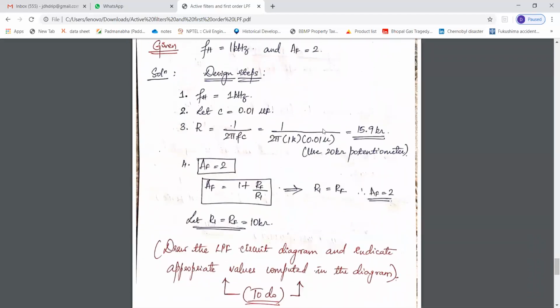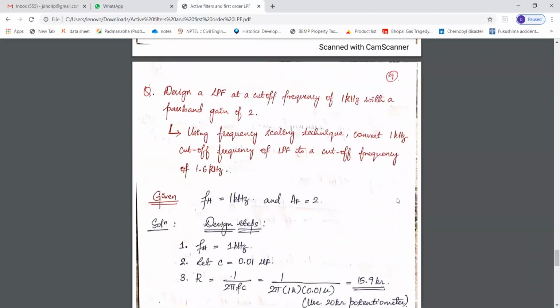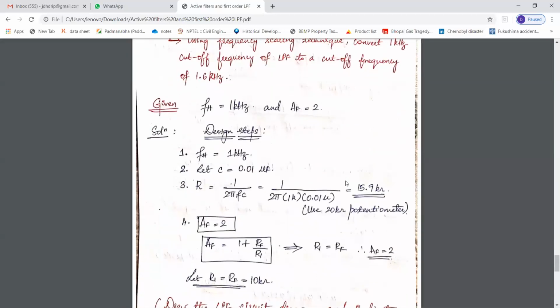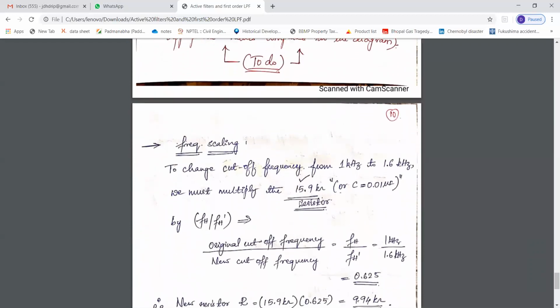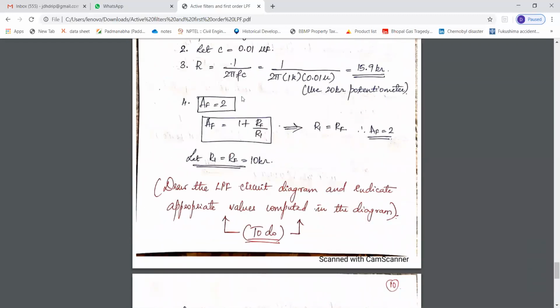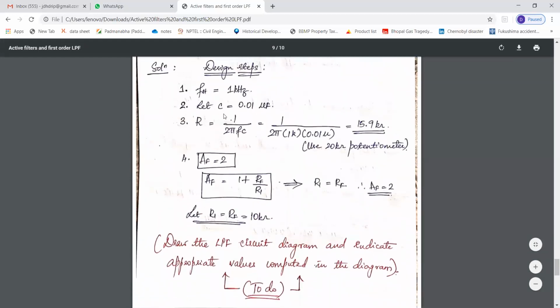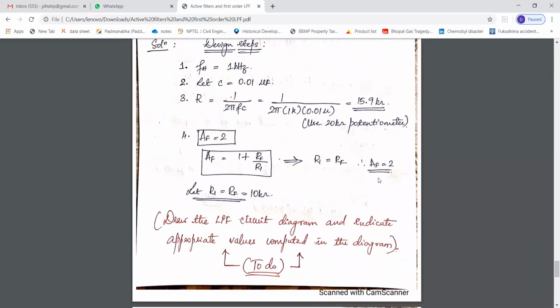And next, this is the design part. Next, this part we have not yet solved. So next we are supposed to use the frequency scaling technique and convert the cutoff frequency from 1 kilohertz to 1.6 kilohertz, isn't it? In this frequency scaling technique, we are going to multiply this capacitor or this resistor by the ratio of original cutoff frequency by the new cutoff frequency.